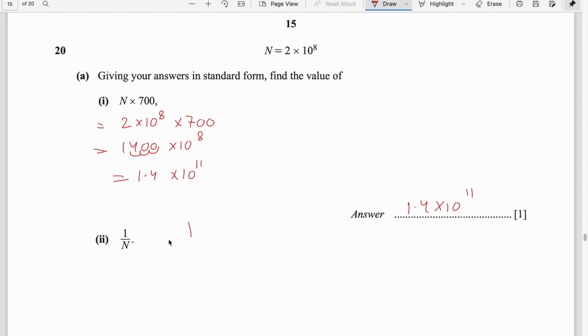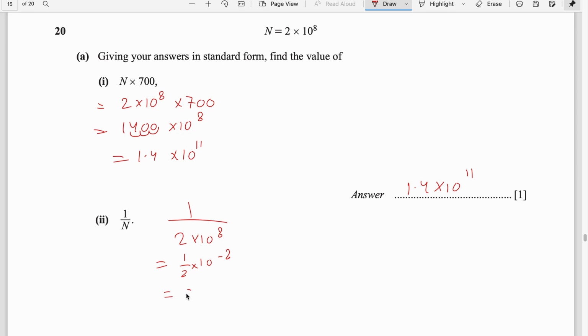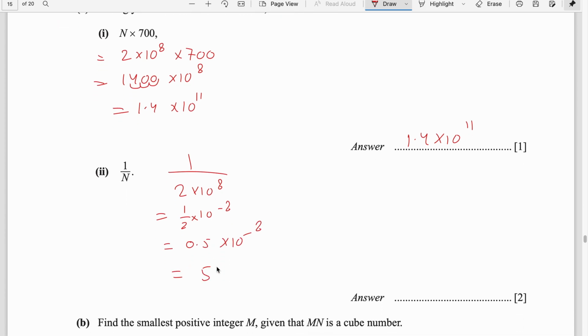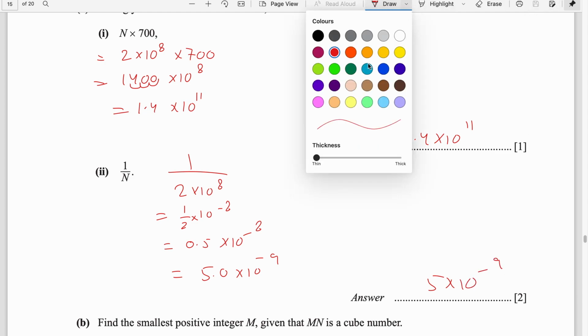1 over n. So 1 divided by 2 times 10 raised to power 8. Take this in the numerator: 1 by 2 times 10 raised to power minus 8. 1 by 2 is 0.5 times 10 raised to power minus 8. Convert it into standard form. When we increase this, we decrease on the other side. 5 times 10 raised to power minus 9.